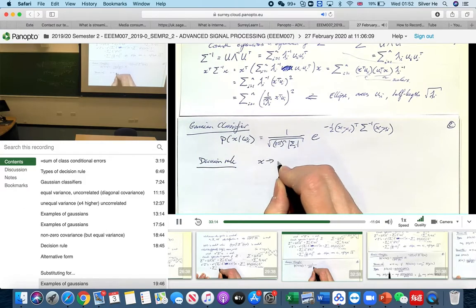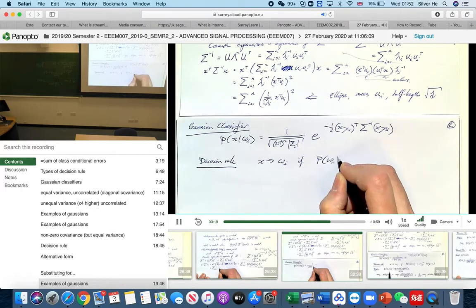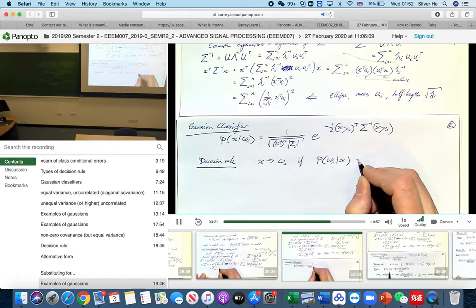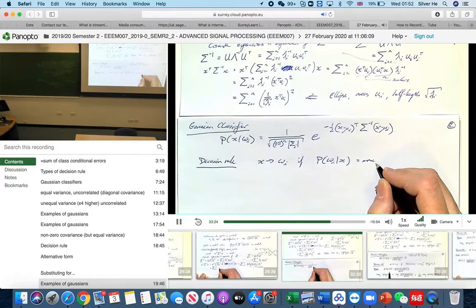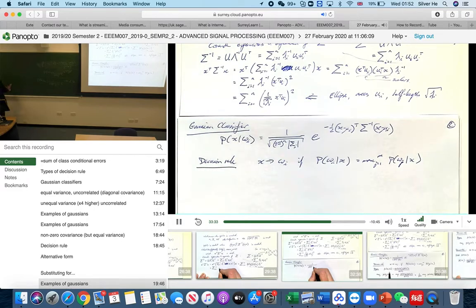x is assigned to class omega i if P of omega i given x is the maximum from all j equals 1 to m of P of omega j given x. So this is our maximum a posteriori probability. If the probability of omega given x afterwards, this is the posterior probability, is the maximum over all of the ones, that's the class we're going to choose.